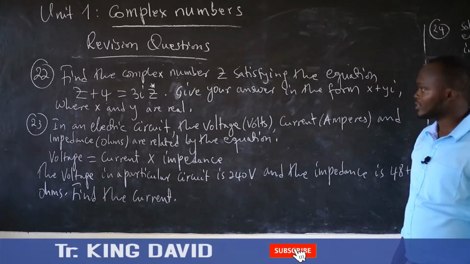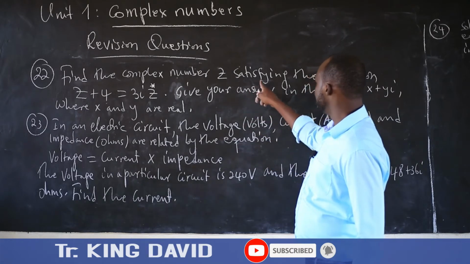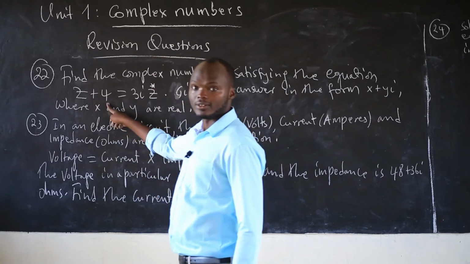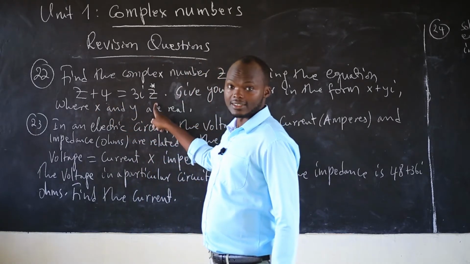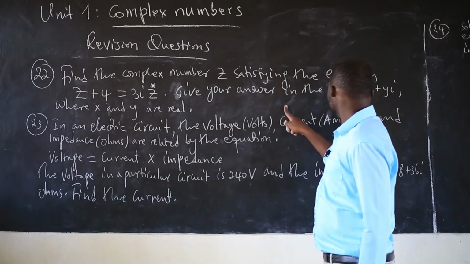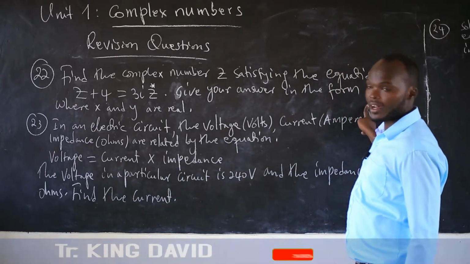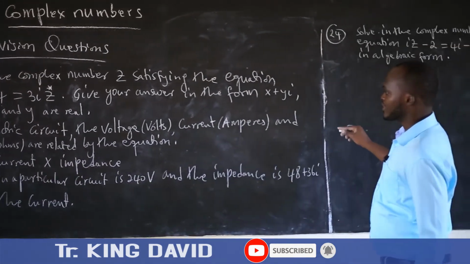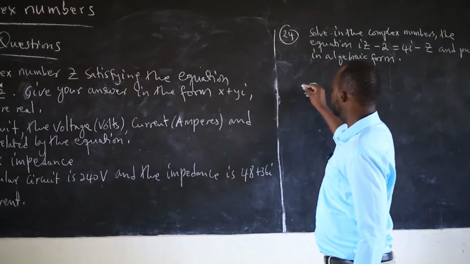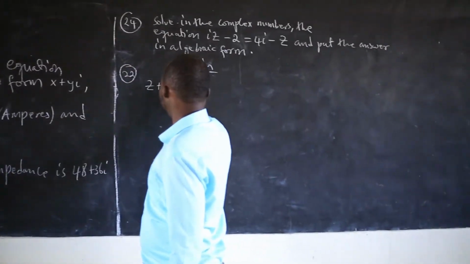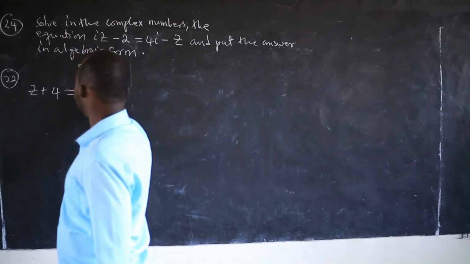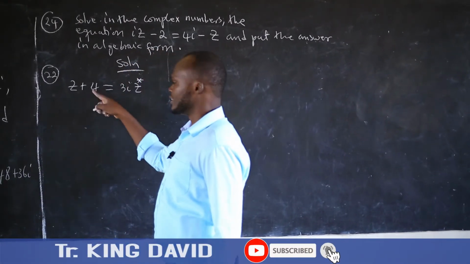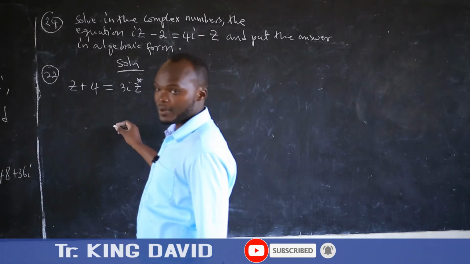We are on number 22. Find a complex number z satisfying the equation z plus 4 equal to 3i z conjugate. Give your answer in the form of x plus yi, where x and y are real numbers. So we need z in the form of x plus yi.